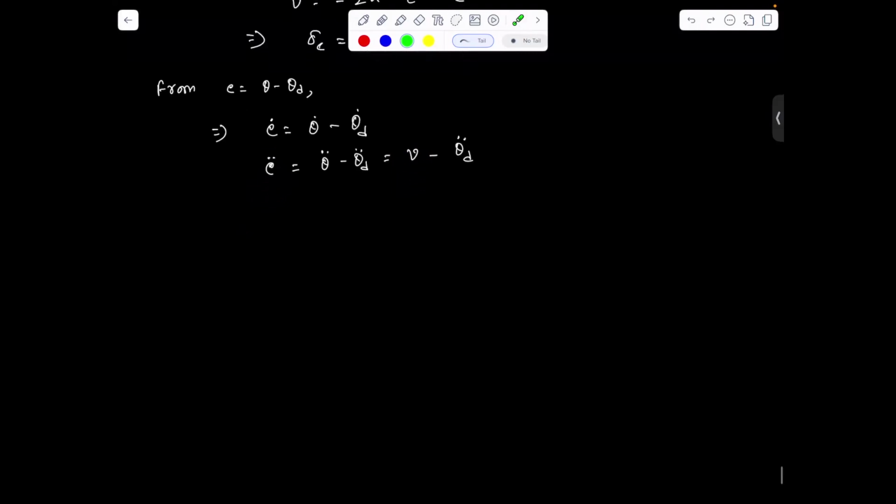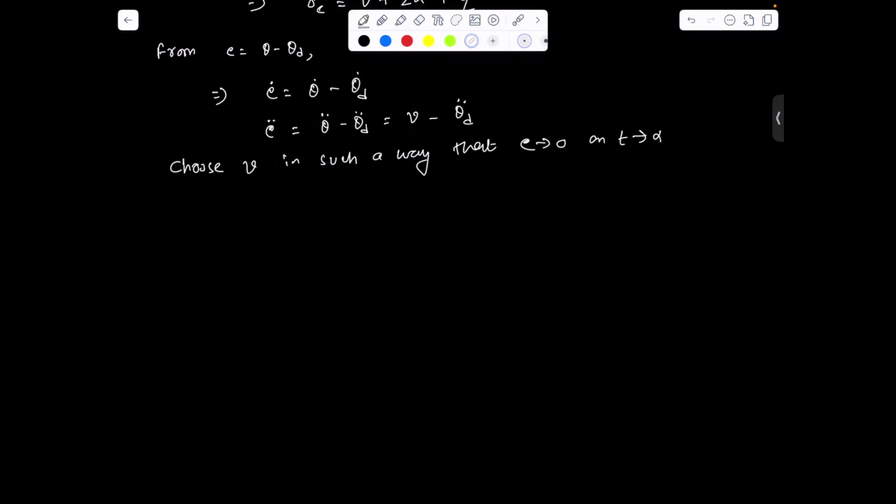So our aim is to choose V in such a way that E tends to 0 as t tends to infinity. So from this we can choose V as theta d double dot minus k1 e minus k2 e dot. So this is basically PD control, where k1 and k2 are greater than 0.